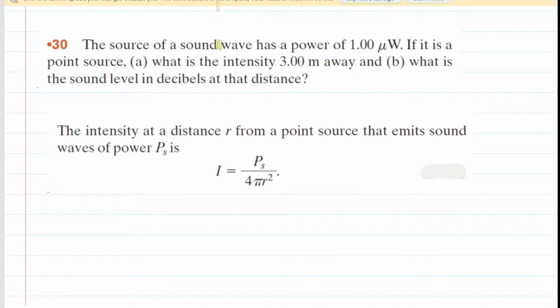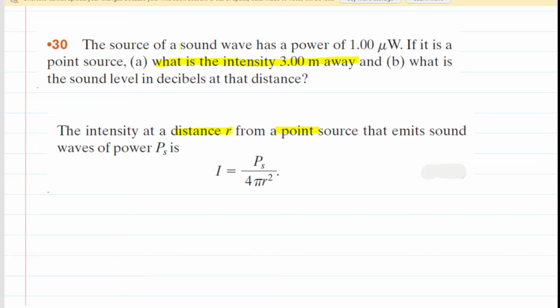We are asked in part A to calculate the intensity of a sound wave that is 3 meters away from the point source. Now, as long as we're assuming that we have a point source, and as long as we're assuming that the sound intensity is the same in all directions, then we can calculate the intensity at a particular distance from that point source by simply using this equation, in which r is the distance from that point source.